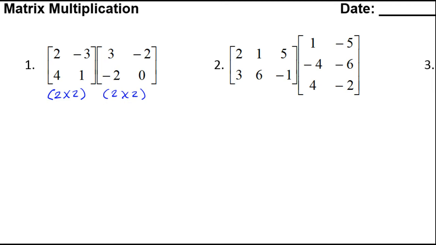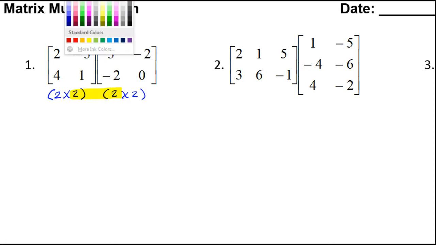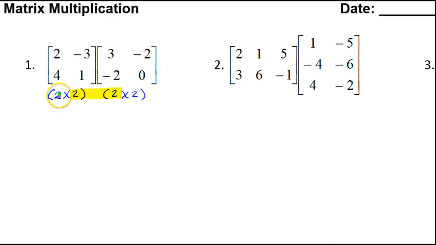Now, for matrix multiplication to work, the inner dimensions have to be the same. So, see how these two dimensions match? That means this is going to be possible. Now, to find out the dimensions of the product, your final answer, you look at the outer dimensions. So, see the 2 and the 2? Our final answer will be a 2 by 2 matrix.